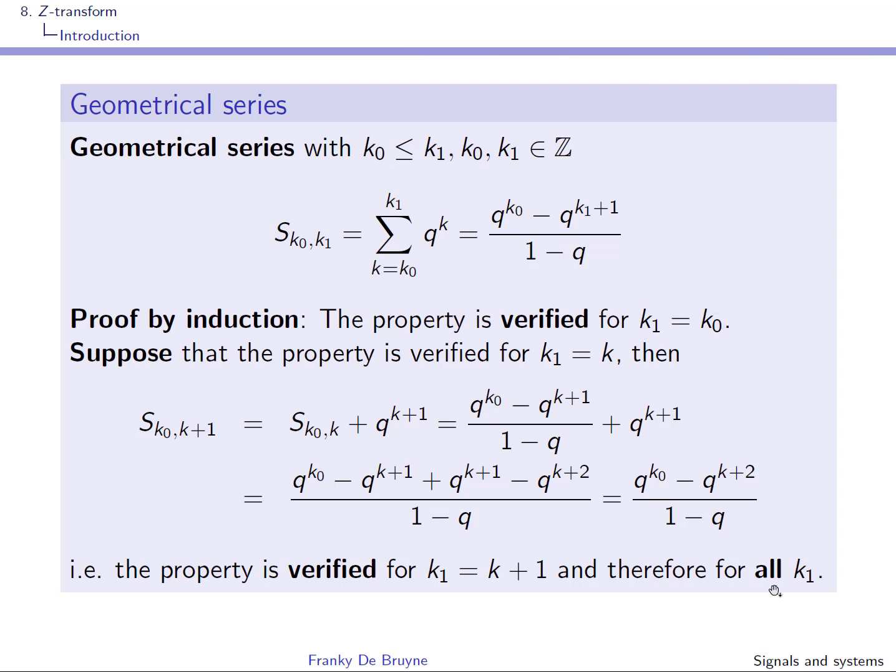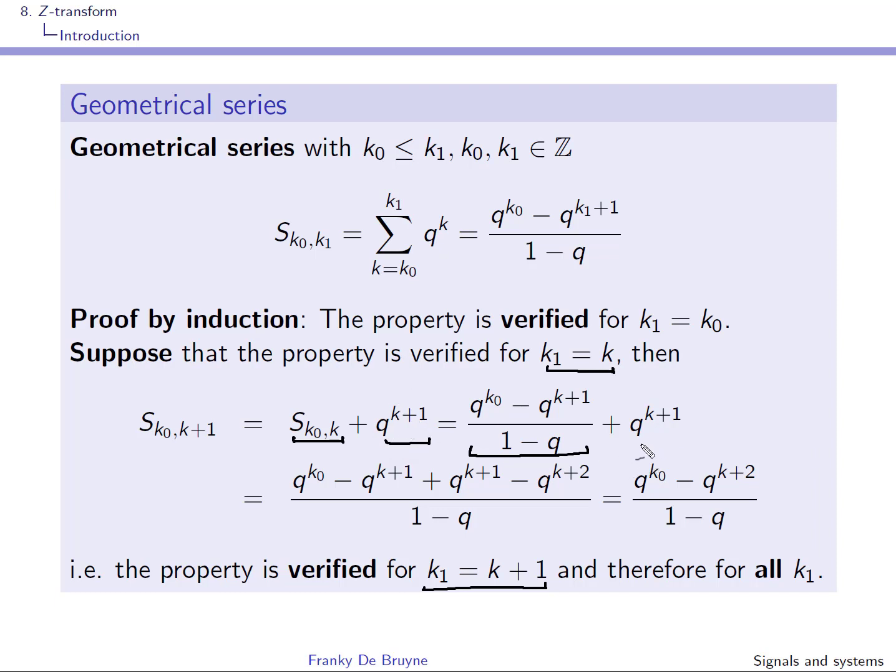Well, the second step is now to show that if the property holds for k1 is equal to k, it also holds for k1 is equal to k plus 1, right? So what we'll do is take the sum up to k1 is equal to k. There we know that the formula is verified, and you've got it over here. And then we'll add an additional term, since we want to show that the formula holds for k1 is equal to k plus 1. So the additional term is the q with the power k plus 1.